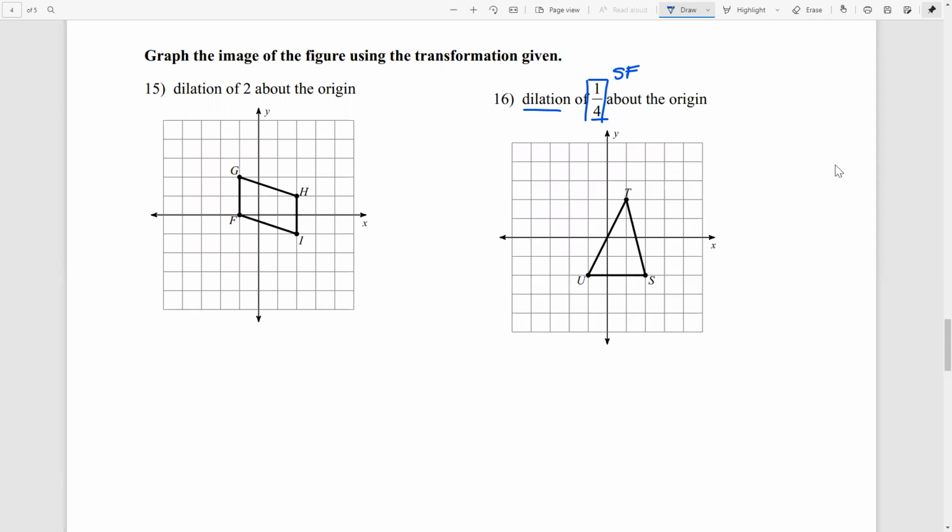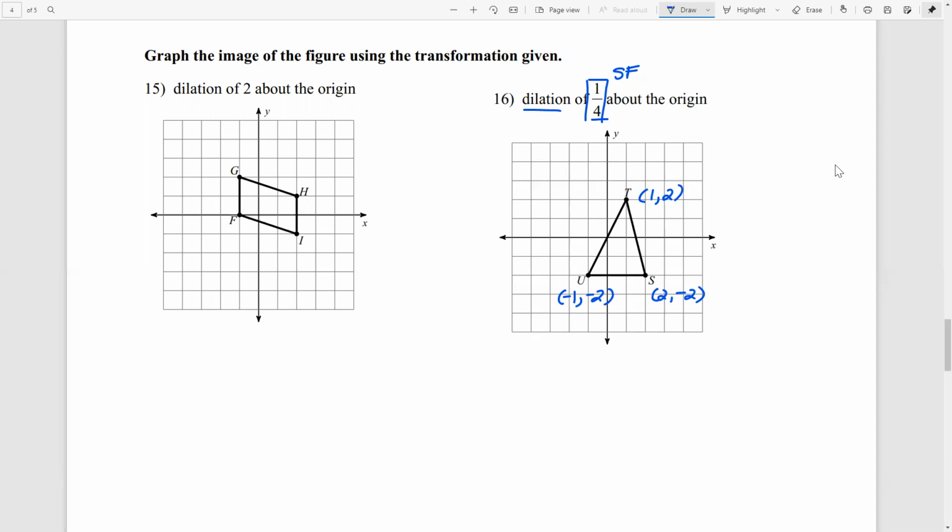So what we're doing is taking our coordinates and multiplying by my scale factor, whatever it is. Now, number 15, we're just multiplying by scale factor of 2. So I thought multiplying by scale factor of 1/4 might be something you want more help with. So the first coordinate here, t, we've got a 1, 2. S is at a 2, -2. U is at a -1, -2.